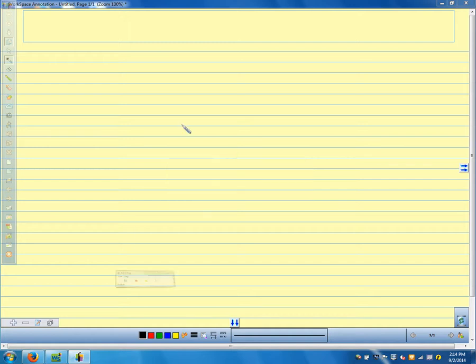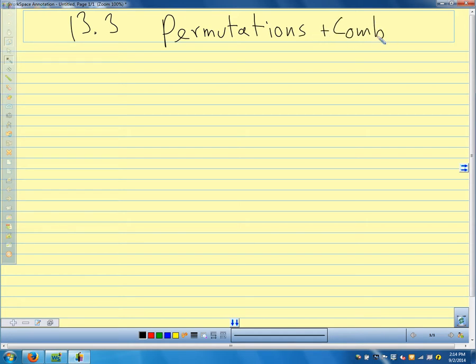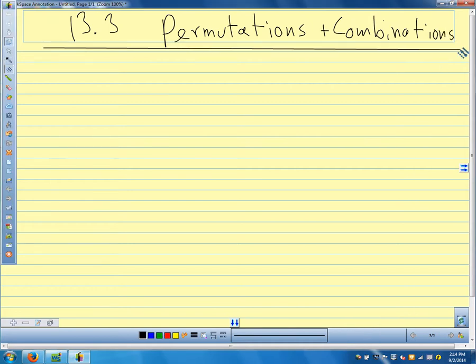All right, so we're in section 13.3, and we're going to talk about permutations and combinations. And some of us, when we did the little vocabulary thing to see what ideas some of us had heard of before, permutations and combinations were ones that some of us maybe had heard of before. So hopefully that will ring a little bit of a bell as we talk about it today.